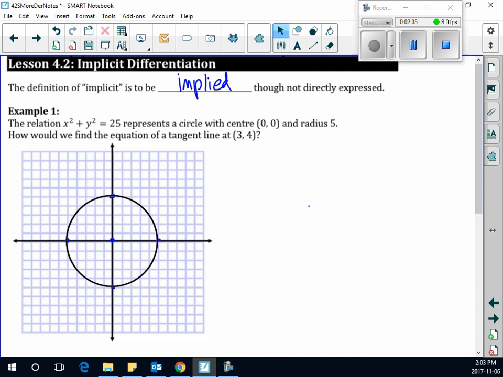So, okay. How would we find the equation of the tangent line going through (3, 4)? Notice that (3, 4), 1, 2, 3, 4, it actually goes through that point right there. How am I going to find the equation of the tangent line that's going right through there? Graphically, it would be easy to find the equation of the tangent line, right? How could I find graphically the equation of that tangent line?